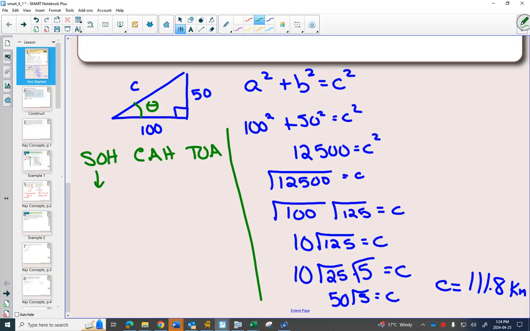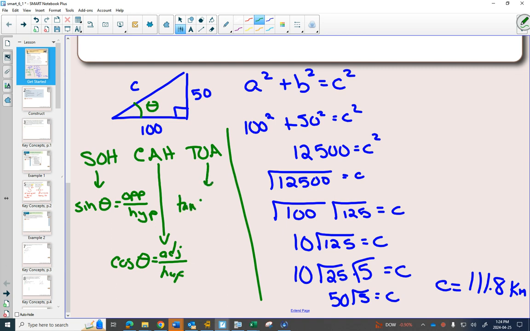This one told you that sine of any angle is always the ratio of the opposite over the hypotenuse. This one told you that cos of any angle is always the adjacent side divided by the hypotenuse. And this one told you that tangent of any angle is always the opposite side divided by the adjacent. SOHCAHTOA as a result.